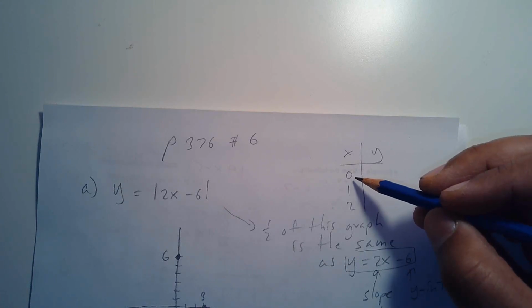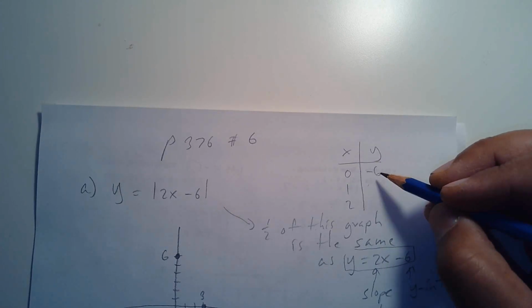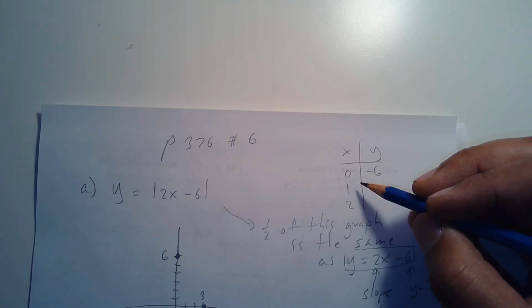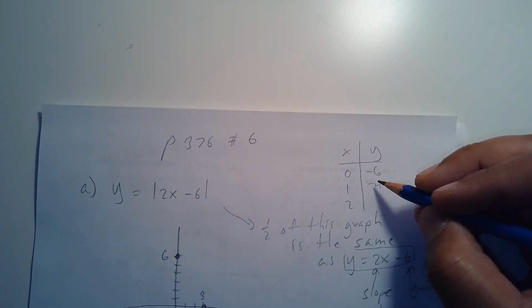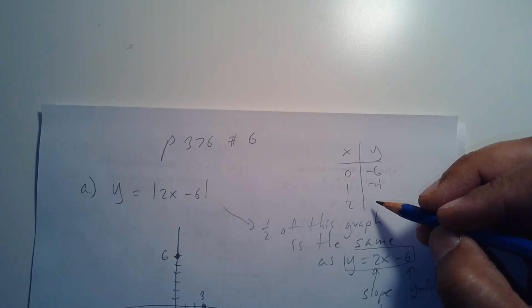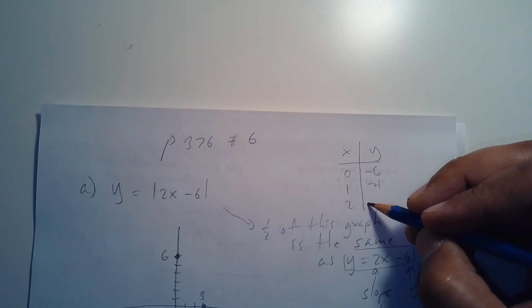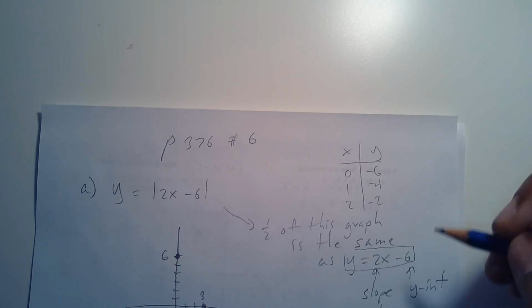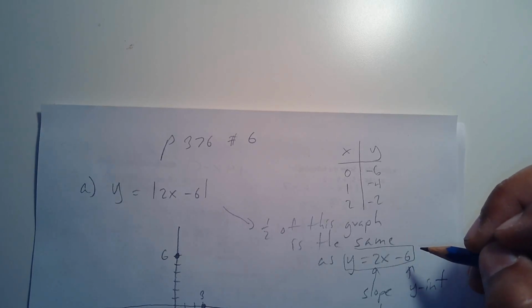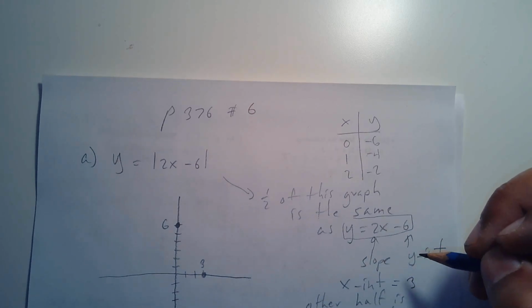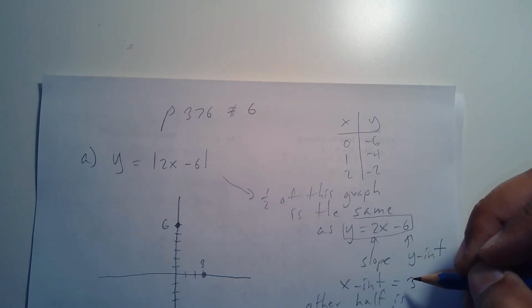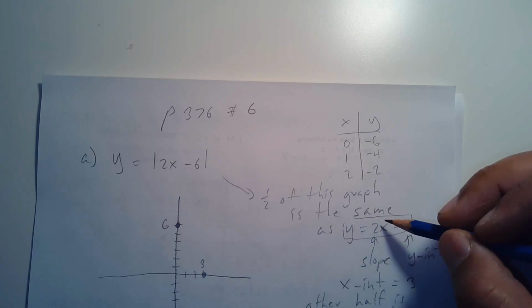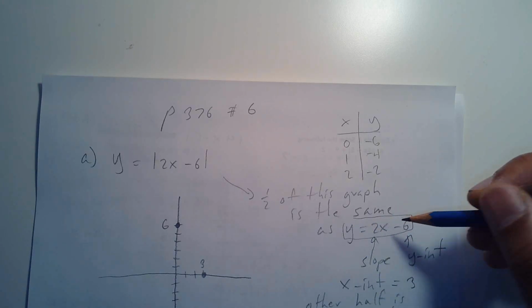So for 0, it's going to be negative 6. For 1, it's going to be negative 4, and for 2, it's going to be negative 2, right? And so on. So you can use the table of values if you want, but it is quicker if you can recognize the slope-intercept form. And the other thing that's a handy point is to get the x-intercept. So the x-intercept is going to be 3. So how do you get that? You put y as 0 and solve for x. So that's one half of it.